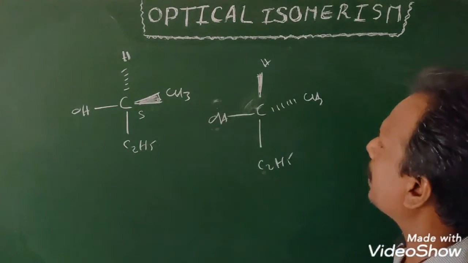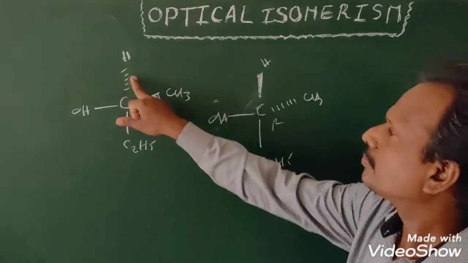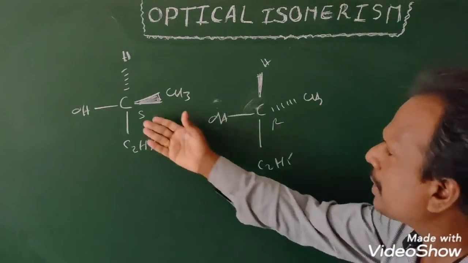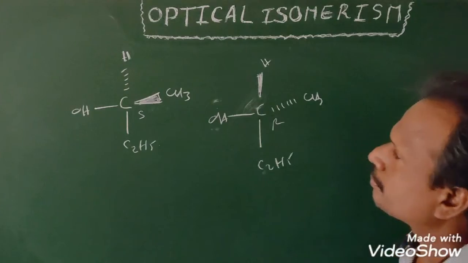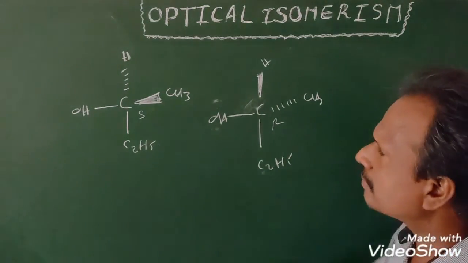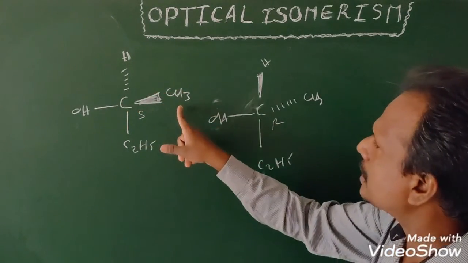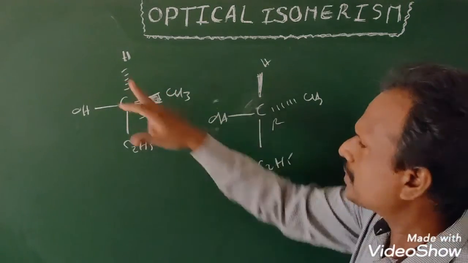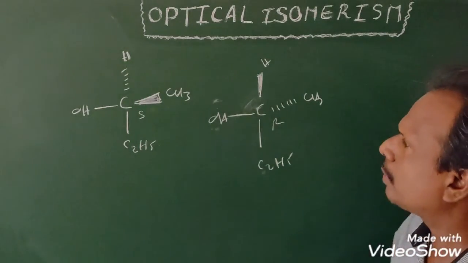Its chirality becomes R. To change the chirality, the above-the-plane group and below-the-plane group are exchanged. Then we obtain its mirror image in wedge-dash projection. The simple trick to obtain its enantiomer is: if in this isomer H is below the plane and methyl is above the plane, they are changed. The two groups are changed, then we obtain its mirror image. These two are enantiomers. It is the simple trick to obtain its mirror image.